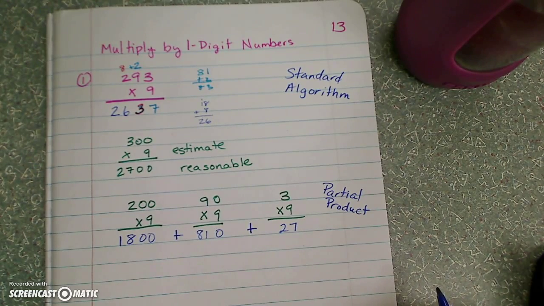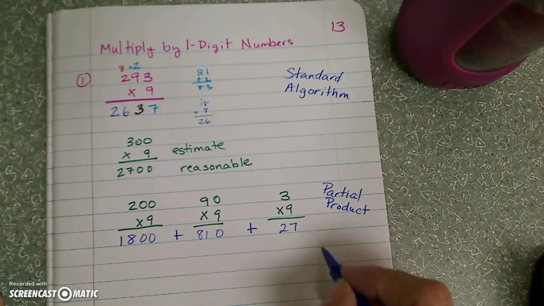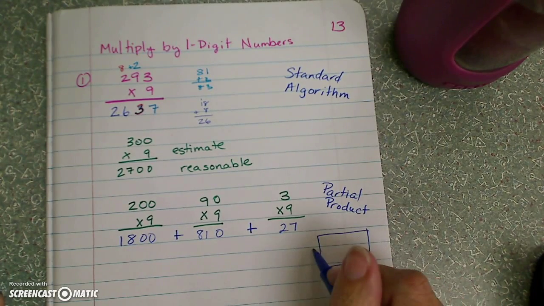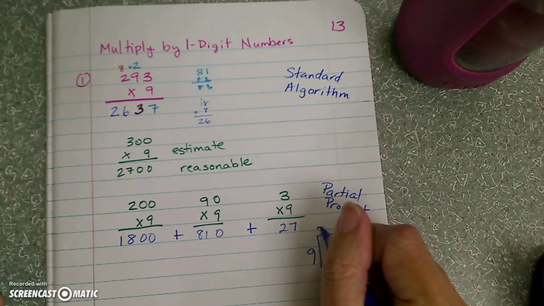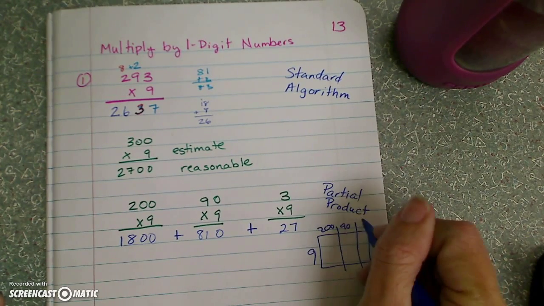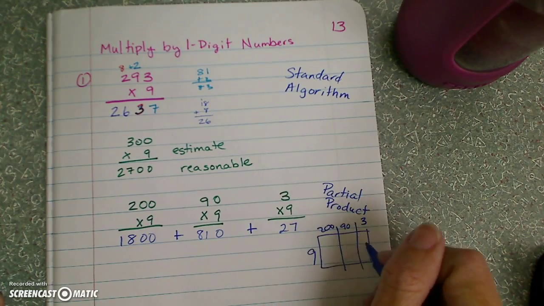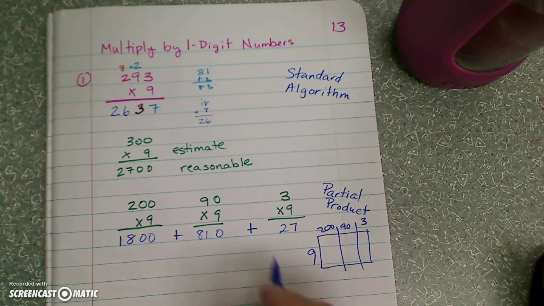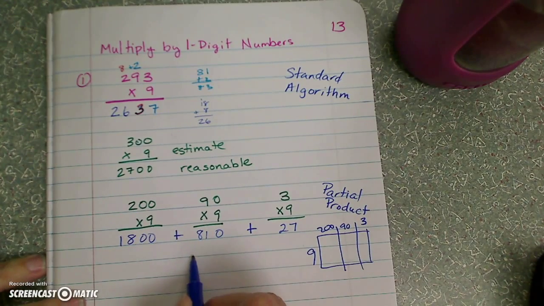Now you might have done this where it looked like the box method. I'll show you that over here, just on the side. So we had 9 over here, and then we had 200, we had 90, and then we had 3. And then you put the answer in each of those boxes. Okay? But we add them all up. We add them all up, have 1,800.